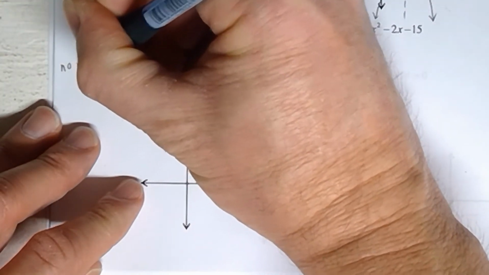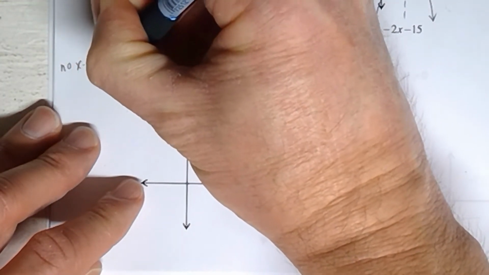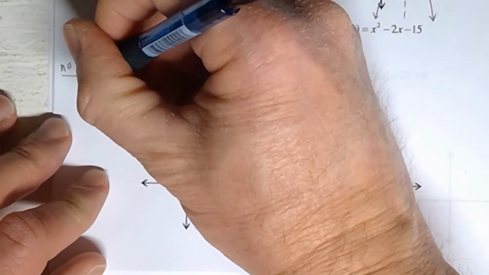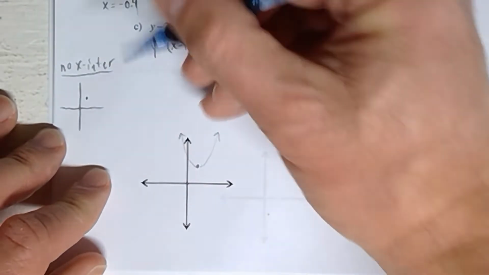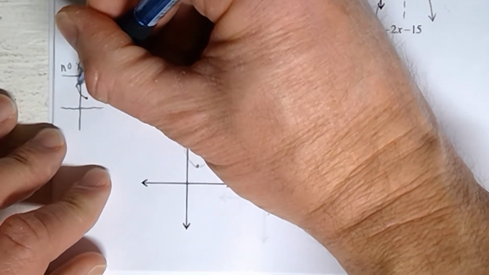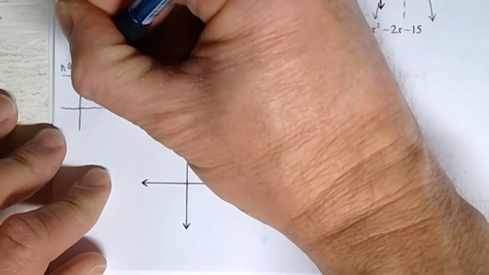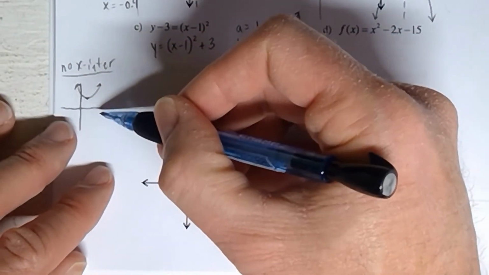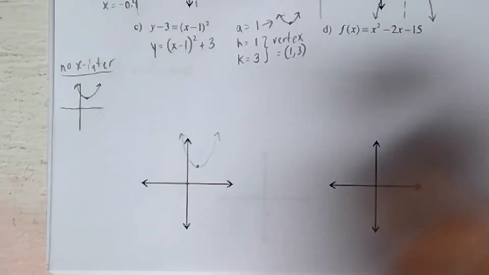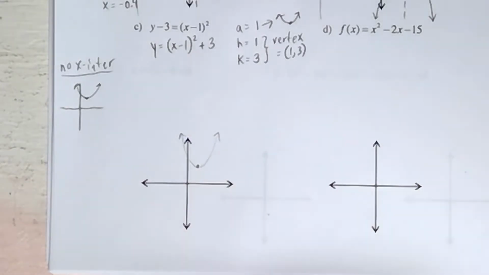No x-intercepts. Again, why is that true? The reason why it's true is because we know that the vertex is above the x-axis and we know that it's going upward. This is not the final graph. It's just kind of a rough sketch of it. But it proves that it's not going to hit the x-axis. And that's what x-intercepts are. They're supposed to hit the x-axis. That's the whole purpose of them.